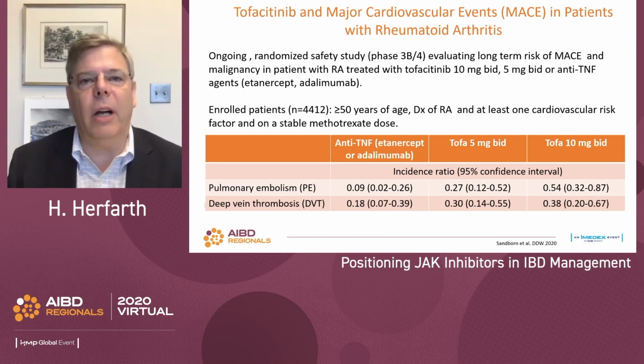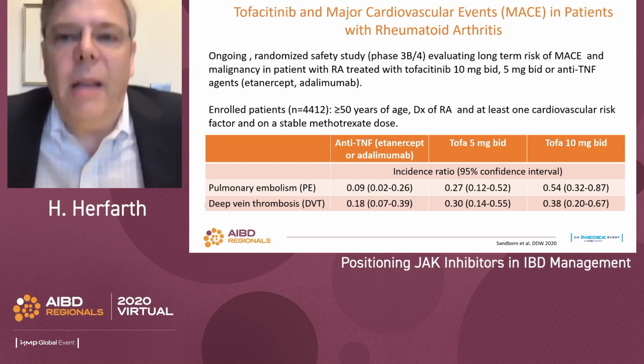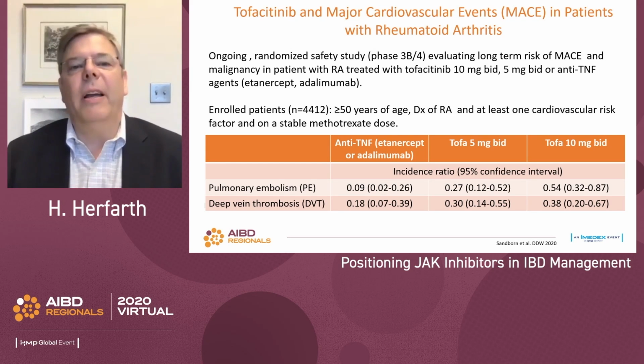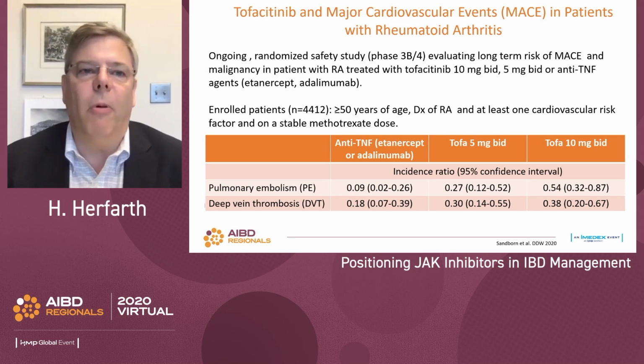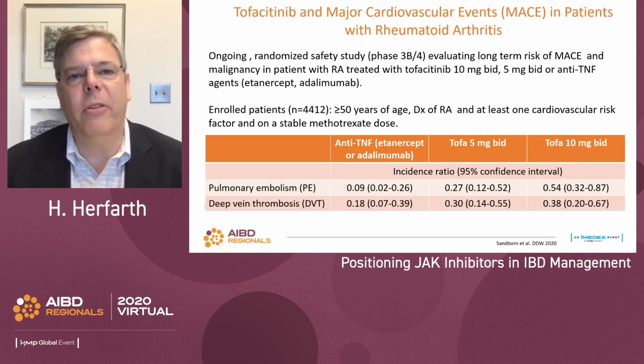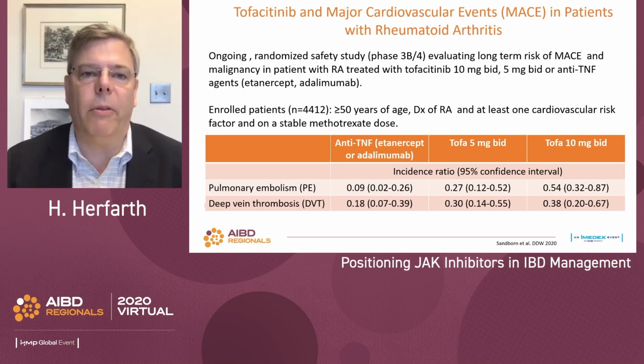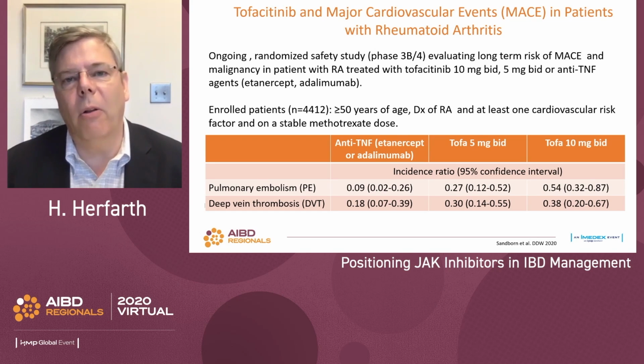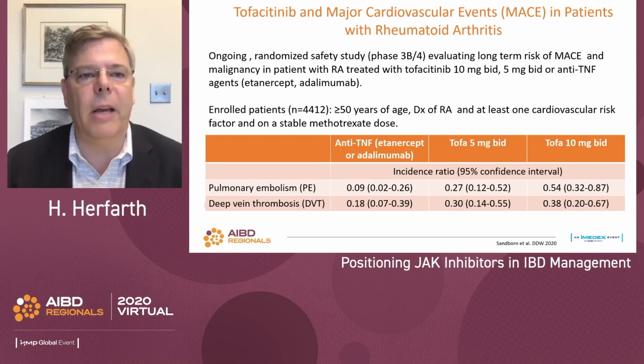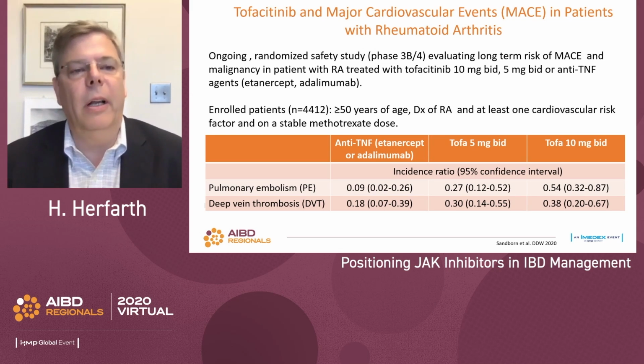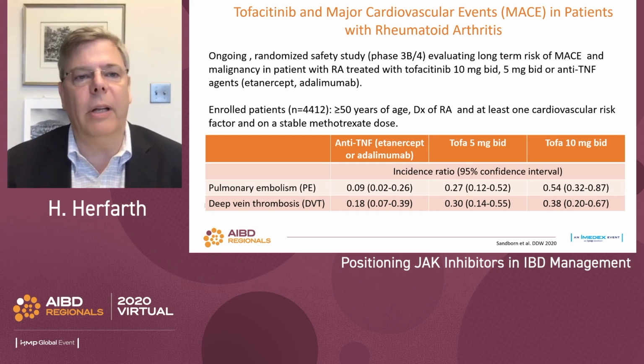What about the major cardiovascular events, or MACE, in patients on tofacitinib? This was essentially very important news approximately 1 year ago, from a group of patients treated in a 3B4 trial with rheumatoid arthritis. The trial evaluated the long-term risk of MACE and malignancy in patients with RA treated with 10 milligram tofacitinib BID, 5 milligram tofacitinib BID, or anti-TNF agents. The anti-TNF agents were mainly etanercept and some patients on adalimumab.